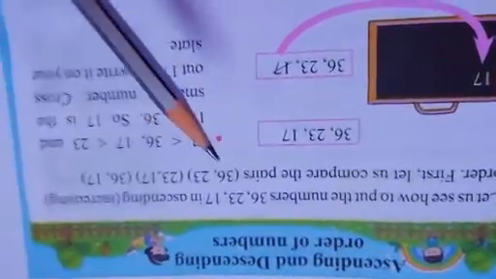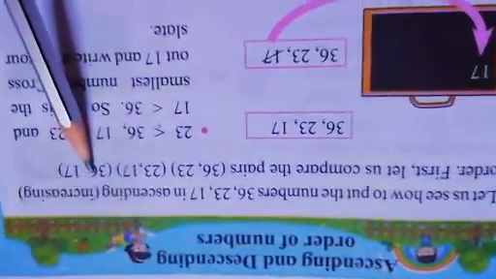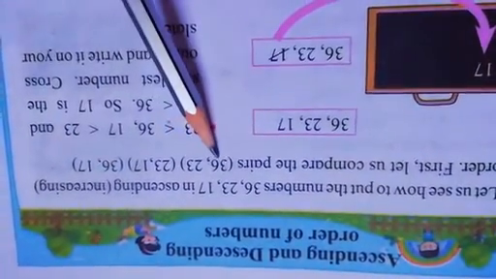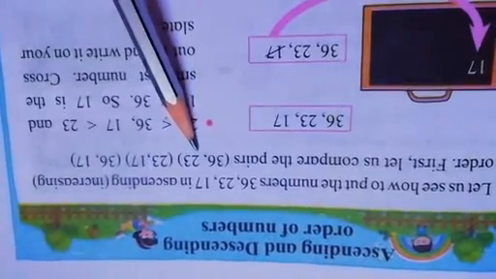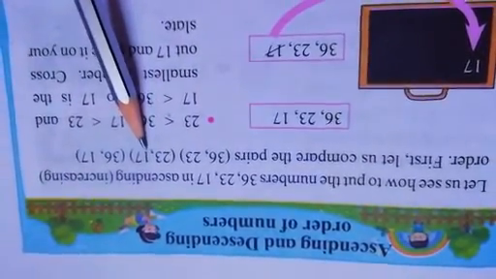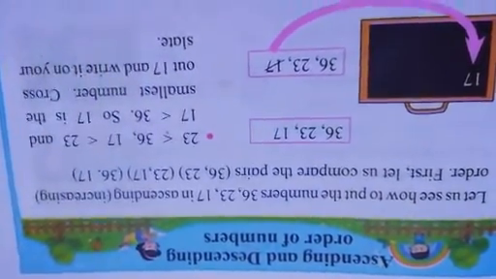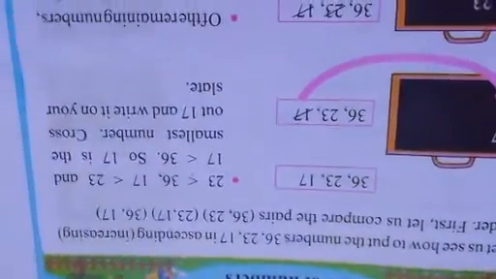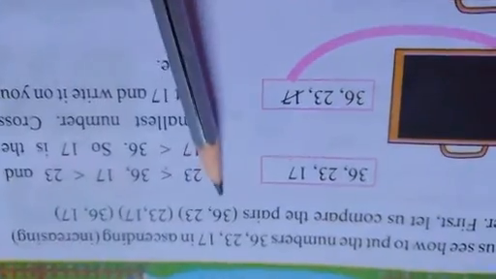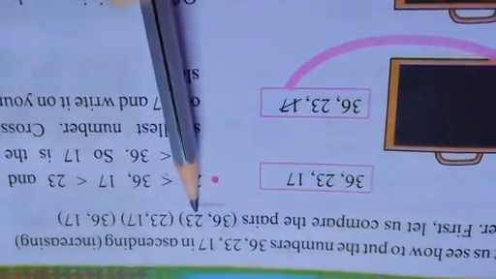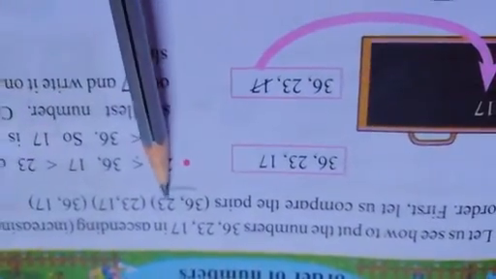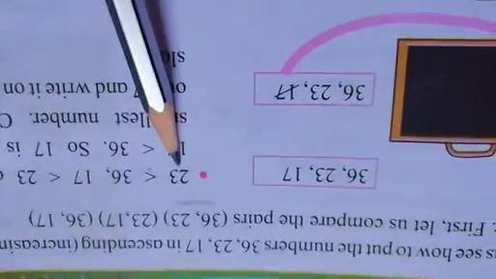Okay, so first of all, three pairs of these three numbers have been made. See, the first pair is 36, 23, then 23, 17, and then 36, 17. Like this, three pairs have been made here. Now let us first compare the first pair, 36 and 23. In 36 and 23, which number is smaller? 23. So see here, 23 is written.